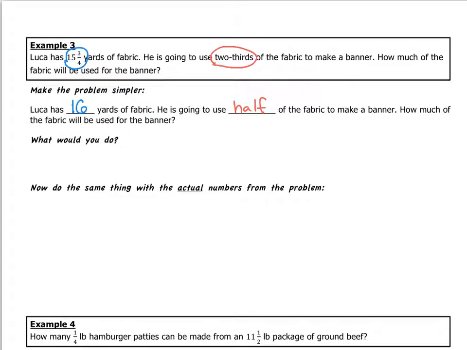Now read the problem. It says that Luca has 16 yards of fabric. He is going to use half of the fabric to make a banner. How much of the fabric will be used for the banner? Well, for this problem, if he's starting with 16 yards and he's going to use half of that, we could take 16 times 1/2. Half of that amount of fabric would be 8, and 16 times 1/2 gives us 8. So it makes sense to multiply in this case. We're going to multiply 16 times 1/2 to find the total amount that he'll use for the banner.